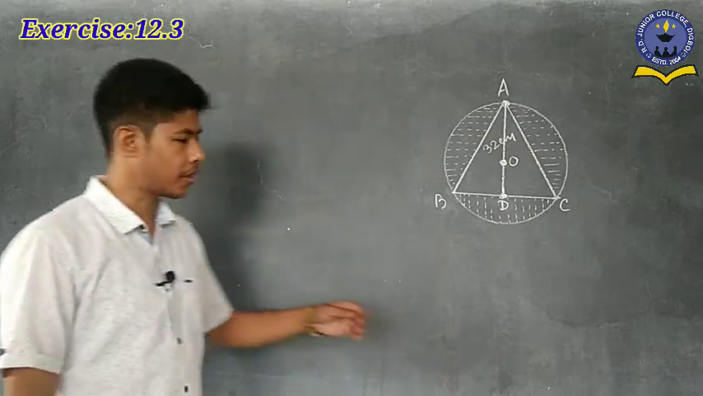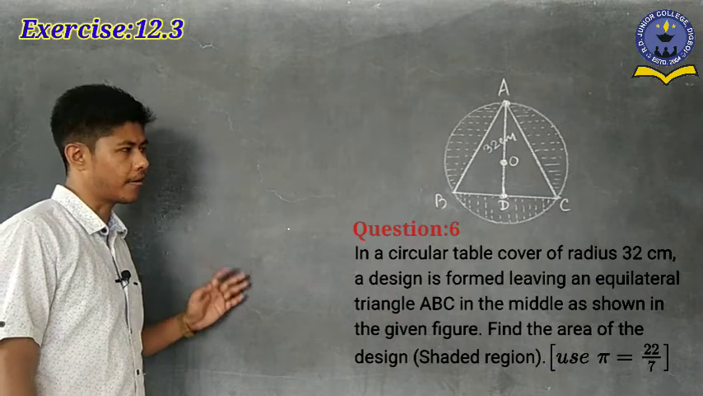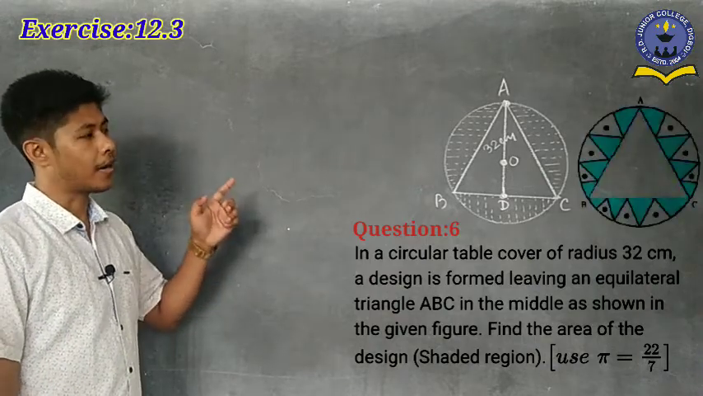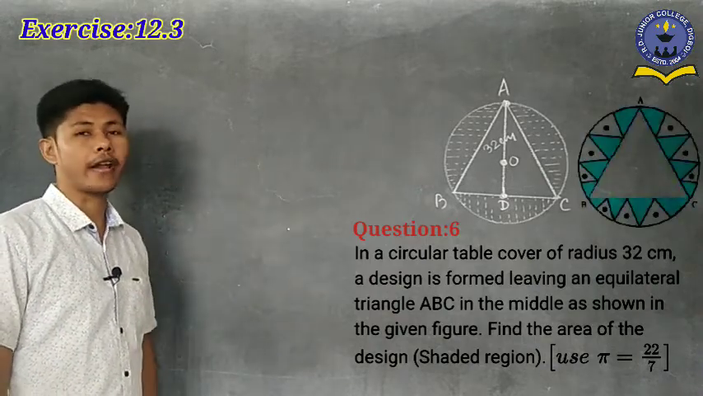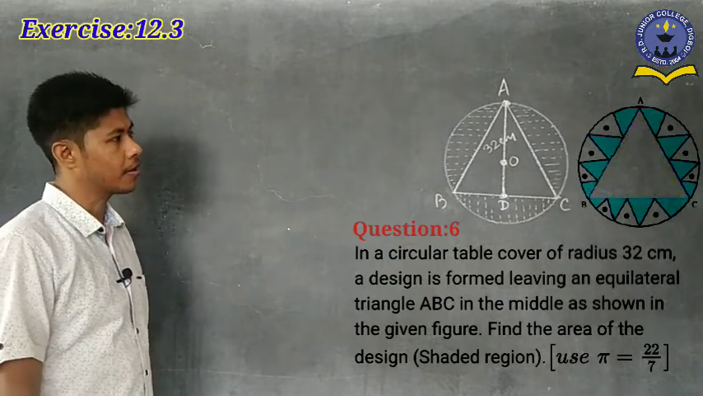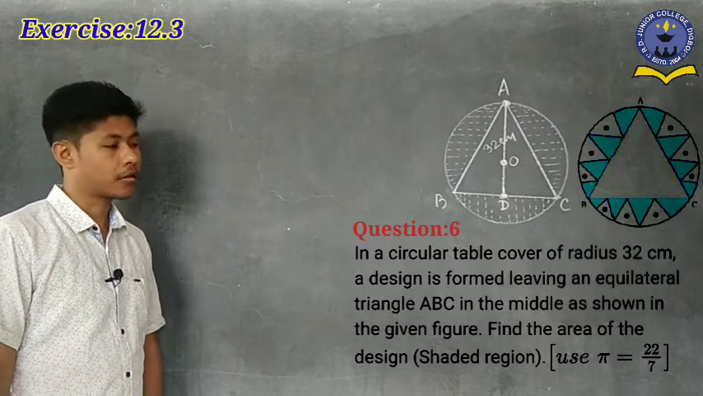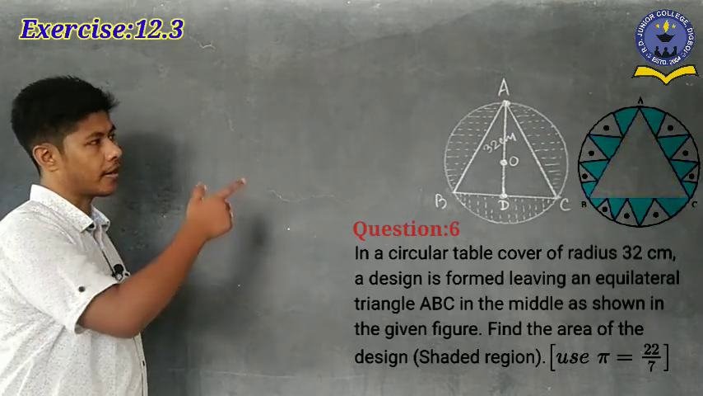and question number 6 is given in this way. If you see this one, a diagram is given here, and with respect to this we have to find out the area of this shaded portion, that means the design. And in this case only one thing is given, only the radius is given, isn't it? So now the question is here and the diagram is this one.